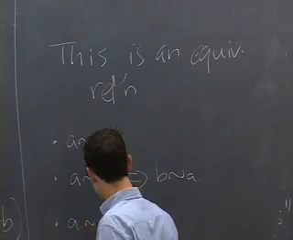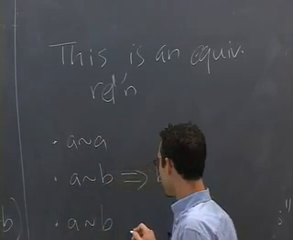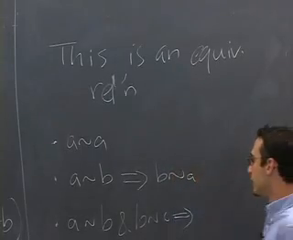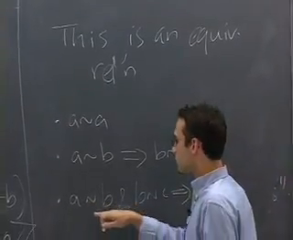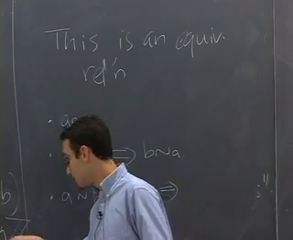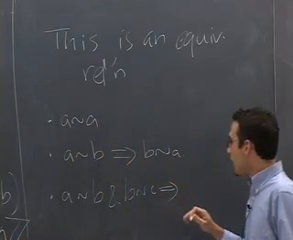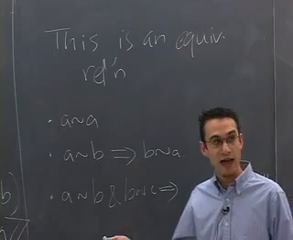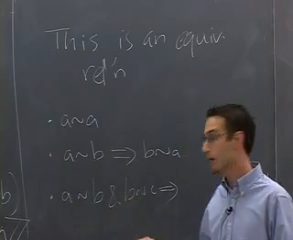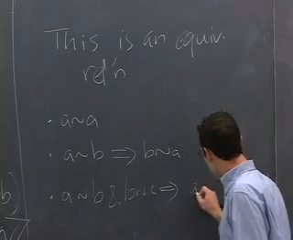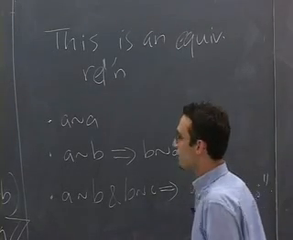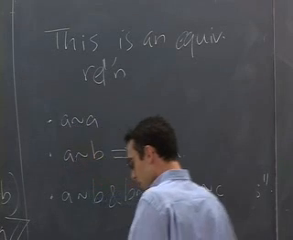And finally, if a is related to b and b is related to c, then what do these mean? This means a minus b and b minus c are in nZ, are multiples of n, in other words. And so is their sum. If you add a minus b and b minus c, you get a minus c. So a is related to c. So this is definitely an equivalence relation.